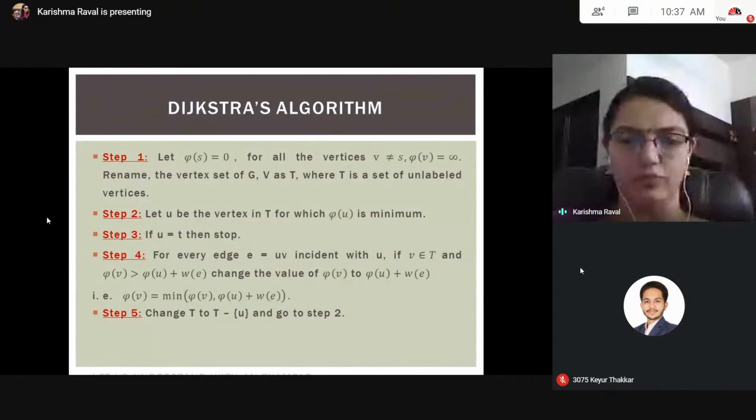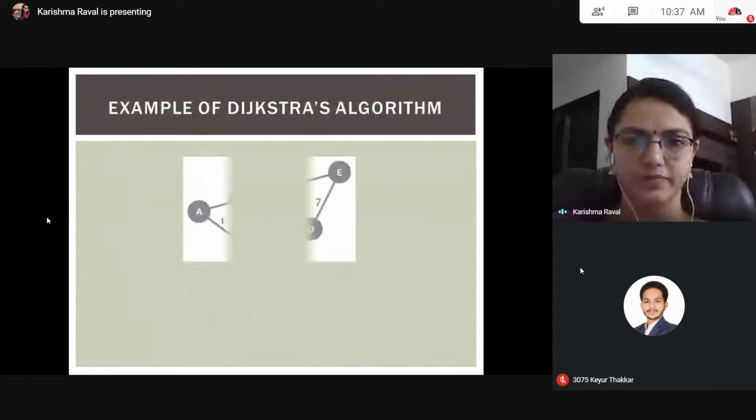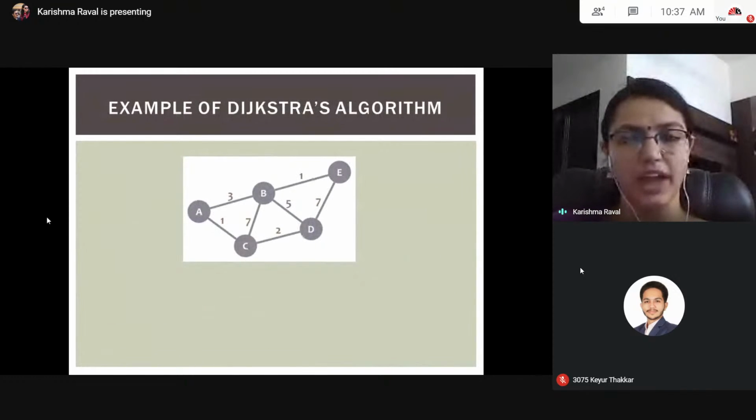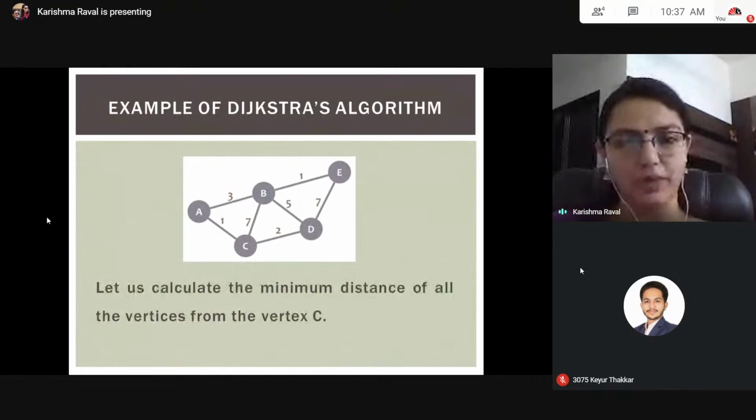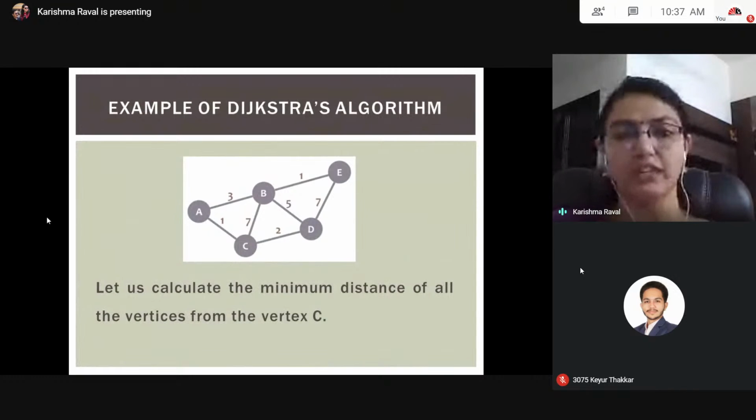Change T to T minus U and go to step 2. Let us understand this using an example. So this is our example and we have to find the shortest path from the vertex C. Now again a question will arise, can we start with C, can we start with A? Yes, you can start with any, but here in this particular case I am taking the vertex C.